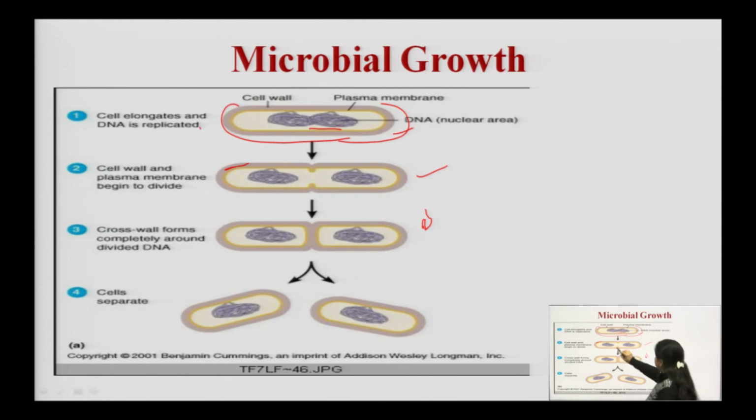So what will happen, as the cell elongates and the plasma membrane elongates, there comes a division within the cell. So the plasma membrane begins to divide. After that, in the third step, a cross wall forms completely around the divided DNA. As you can see in this, there will be a cross wall which will develop within the cell, and in the fourth step the cells will separate out into two parts.